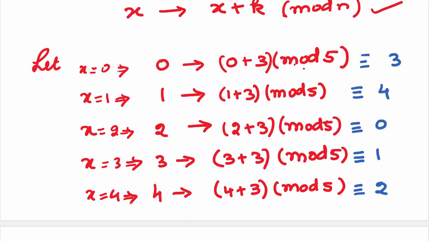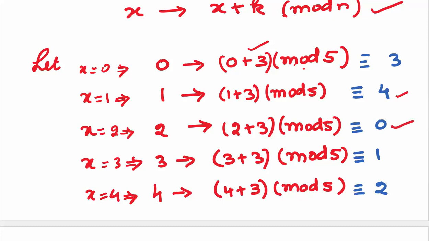What if we take x to be 0? Then 0 will be joined to 0 plus 3 mod 5, which is nothing but congruent to 3 mod 5. When we take x equal to 1, 1 will be joined to 1 plus 3, which is 4 modulus 5. And when we take x to be 2, 2 will be joined to 2 plus 3, which is 5. And you know that the least residue will be 0. So 2 will be joined to 0.